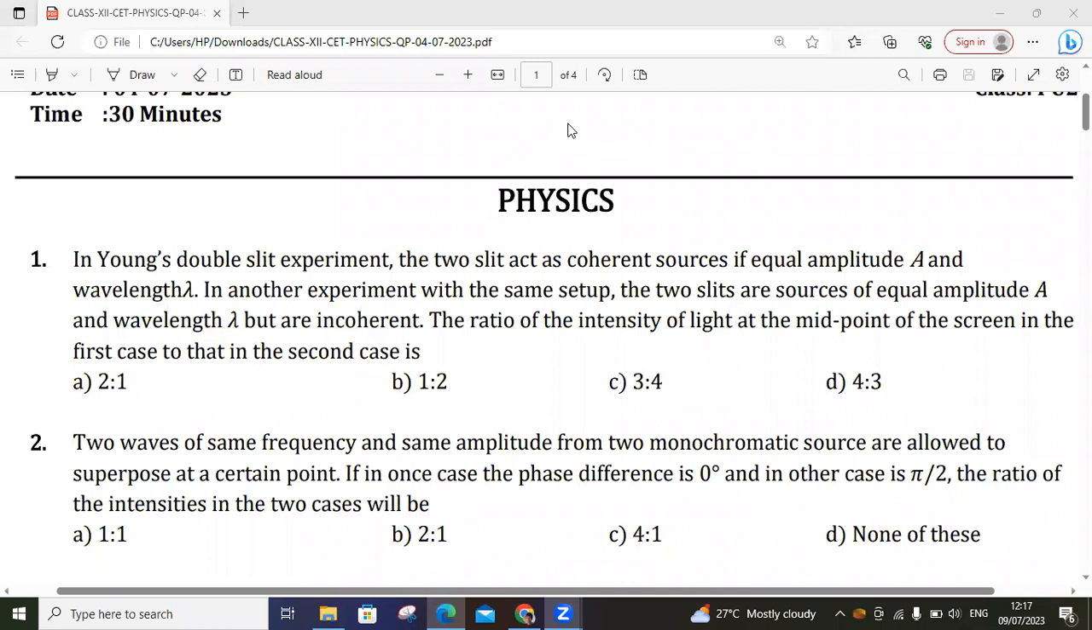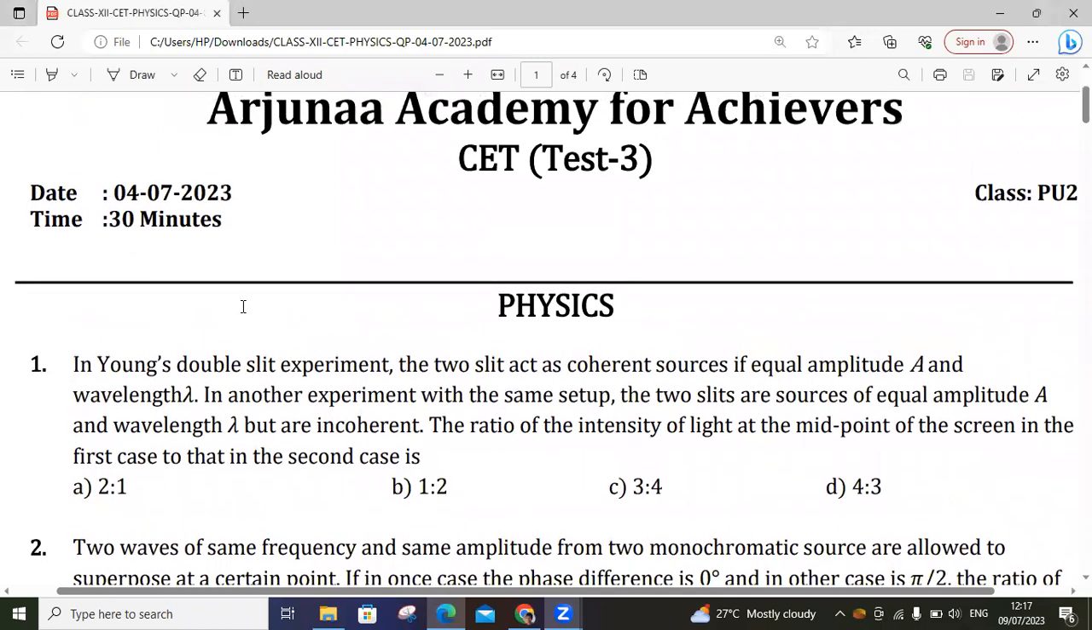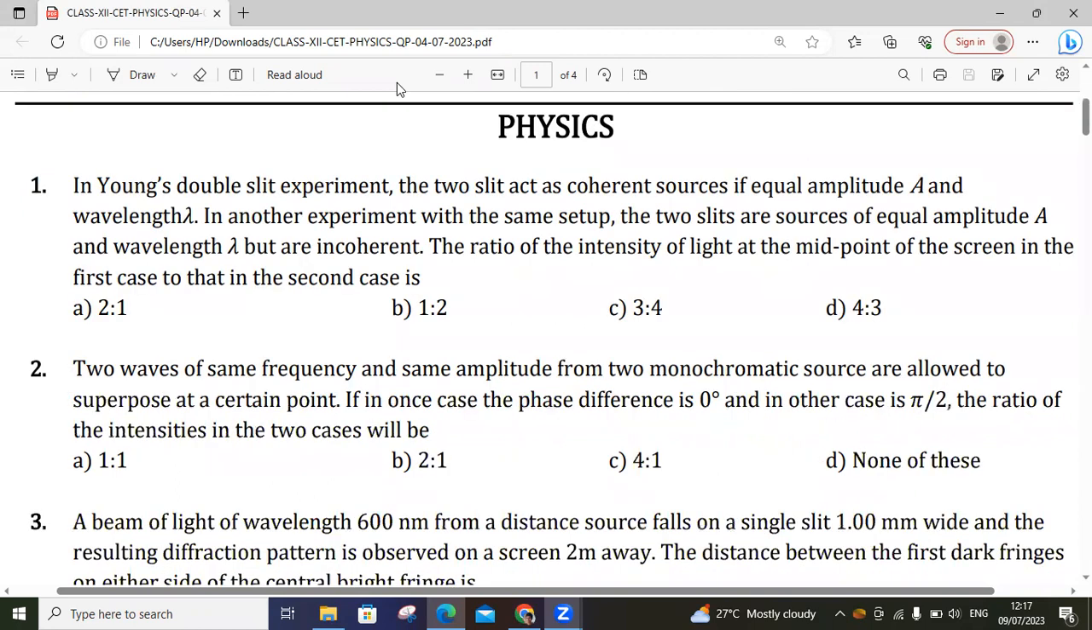So doing this CET question expert, 4/7/2024 July's paper. I will be dealing with the wave optics part. So we'll go to the first question.